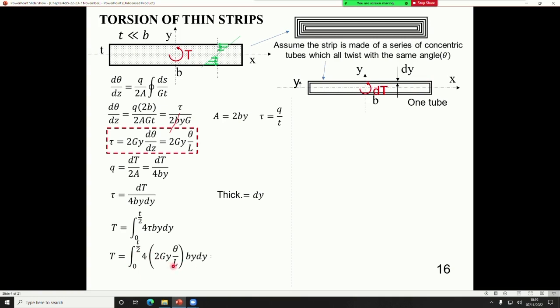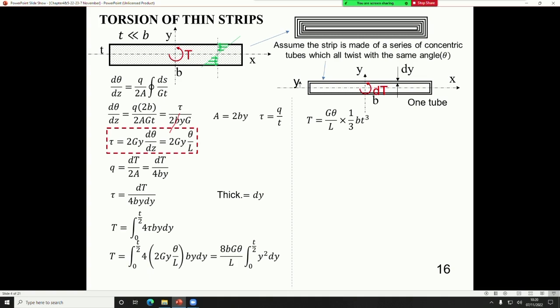Now, the integral of y squared dy is equal to 1 over 3 y cubed. θ over L is constant, G is constant, so therefore the answer is T equal to G θ over L multiplied by 1 over 3 b t cubed. Now you can see here the t cubed appears. In the previous chapter we said the higher power of t is ignored. And that's the reason I said at the beginning that if we've got an open section, it hardly has any stiffness and strength when it comes to a torque.